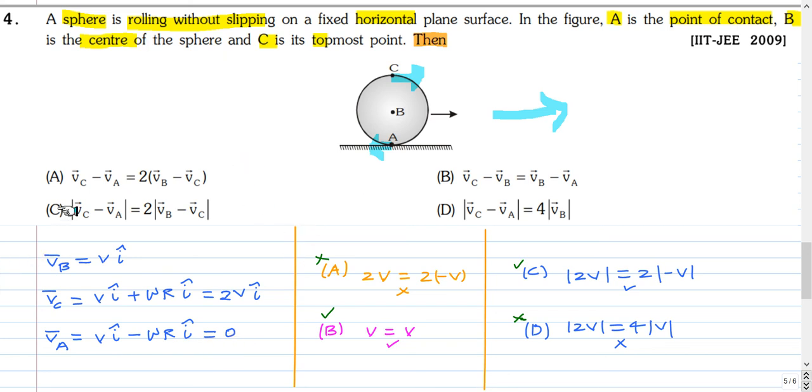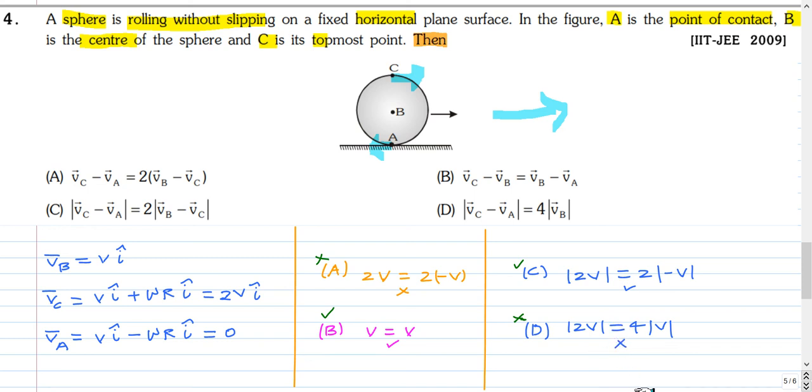Option A says VC minus VA. VC minus VA is 2V, and the right side is twice VB minus VC. VB is V, so it's minus V. So option A is not true. Option B is comparing VC minus VB. VC minus VB is V, and VB minus VA is again V. So option B is true.